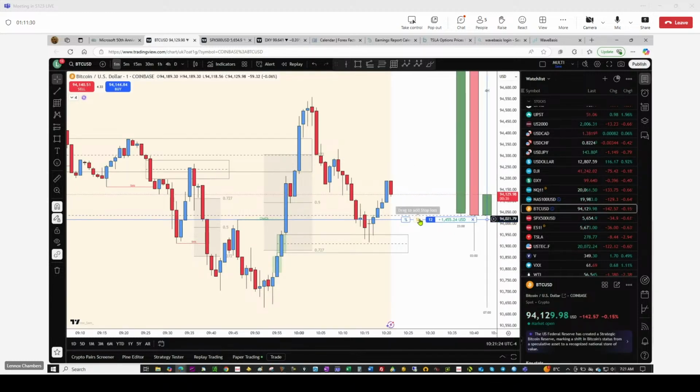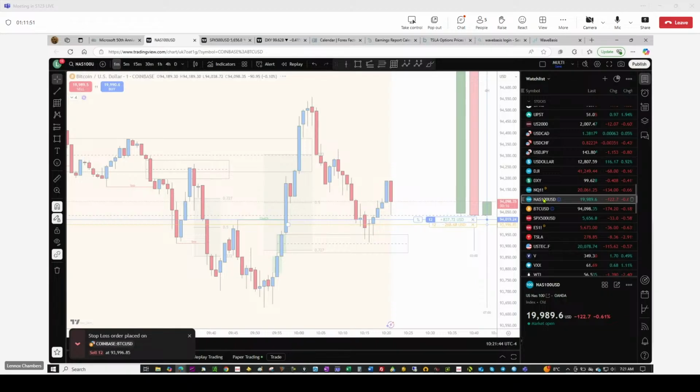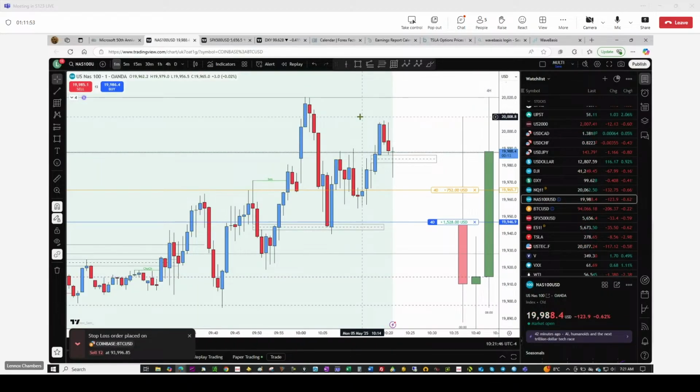There's my Bitcoin. Oh, I did have a gap there. Oh, this is quite some move now, Lennox. Yeah, I think I made a good move of getting out when I did. I didn't get the maximum, but I'm positive.